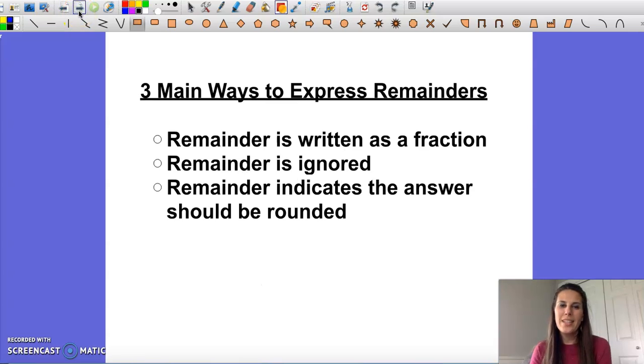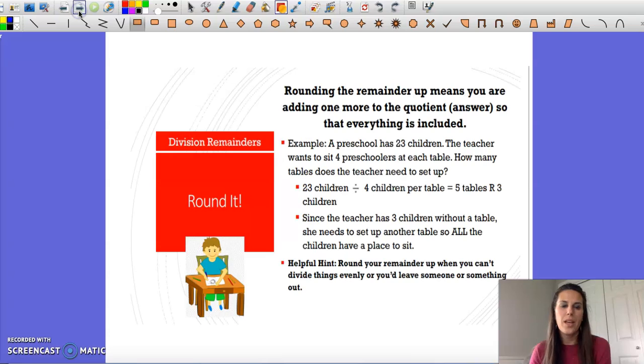All right, when dividing and looking at division in terms of a number story, there are three main ways to express remainders. You can write it as a fraction, you can ignore the remainder, or you can round your answer up. We're going to take a closer look at each example. So the first one is rounding it. Rounding the remainder means that you are adding one more to your quotient so that you are including everything.